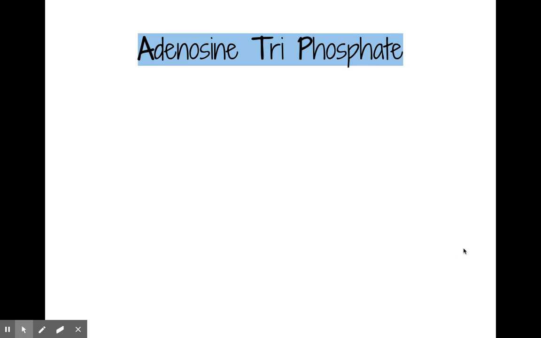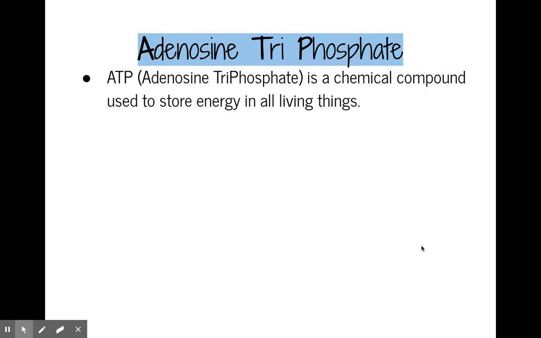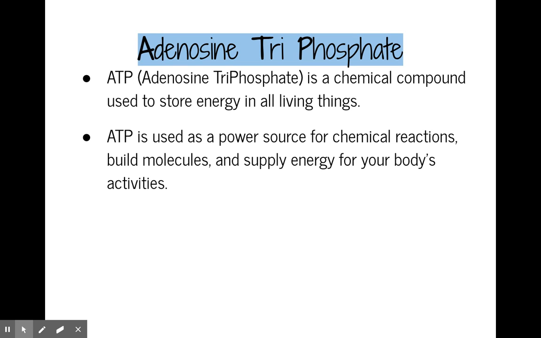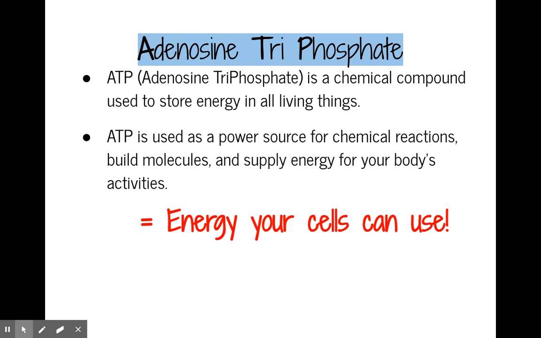All right, when we talk about cell respiration, we have to talk about ATP. Don't forget ATP stands for adenosine triphosphate, and it's the chemical compound that is used to store energy in all living cells. ATP is used as a power source for chemical reactions. It helps to build molecules, and it supplies energy for our body's activities. It equals the energy that our cells can use. So our body recognizes ATP. That is our energy source.